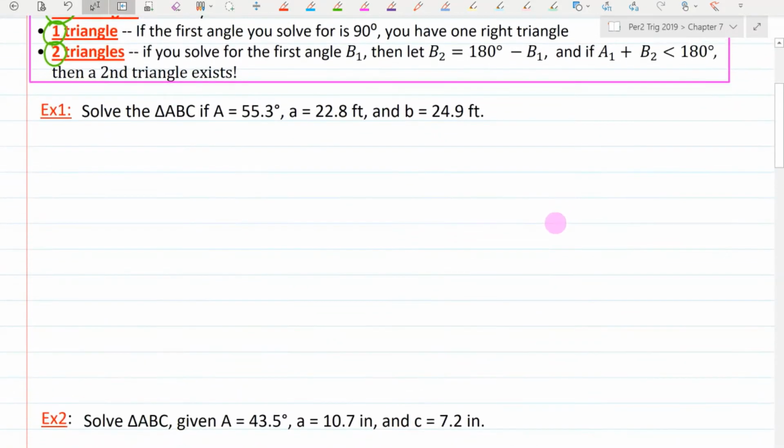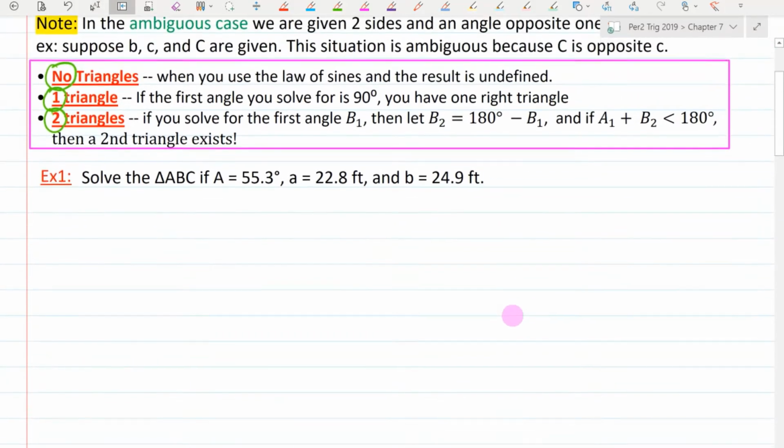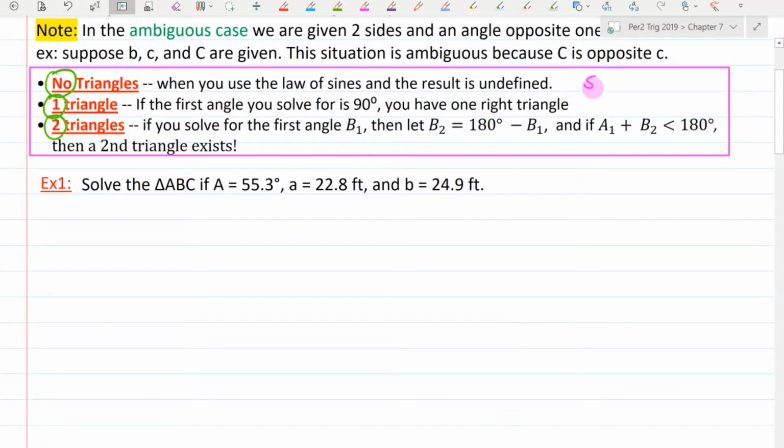So this is only the case when they give you side-side-angle only. Okay, so one angle only is given to you. All right, so let me go ahead and just write this out.